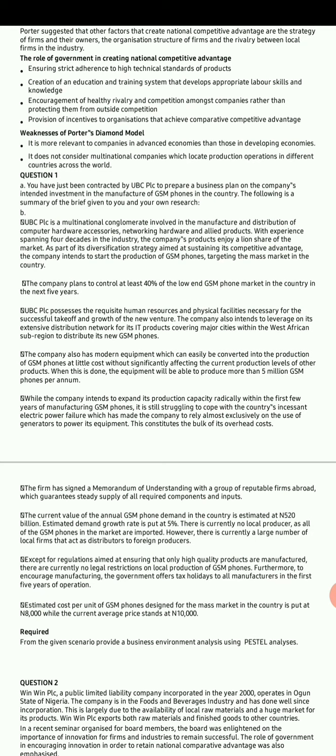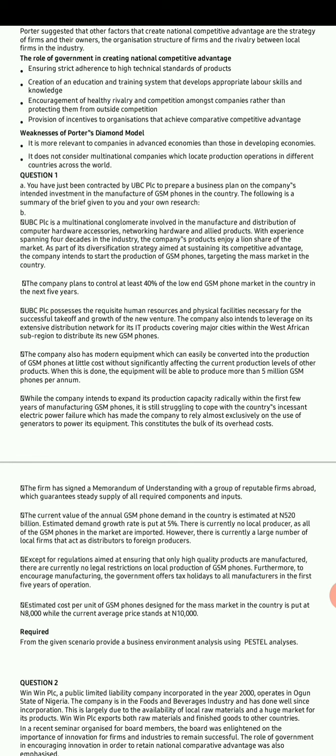Now we have UBC is a multinational conglomerate involved in the manufacture and distribution of computer hardware accessories. So this company deals with computer hardware accessories. And they said with experience spanning 4 decades in the industry, the company's products enjoy a lion's share of the market. As part of its diversification strategy aimed at sustaining its competitive advantage, the company intends to start the production of GSM phones targeting the mass market in the country.